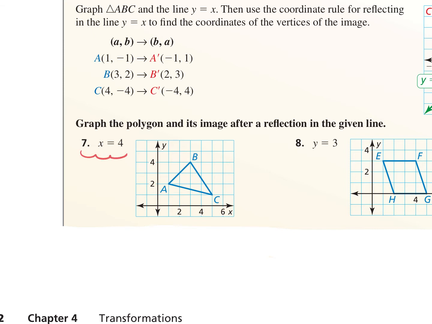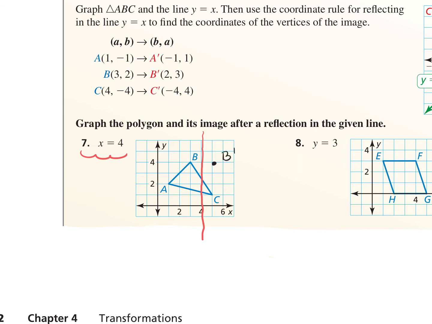So I'm going to go ahead and draw or graph the line x equals 4. It's just going to be the vertical line through 4. And now what I'm going to do, instead of memorizing rules, I'm just going to count how many spaces away each one of the 3 points are from that red line. Notice B is 1 unit to the left. So my new B, when I reflect it across this line, will be 1 unit to the right. So this will be my new B.